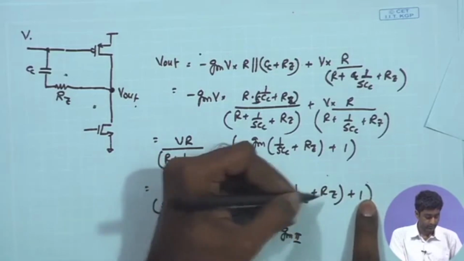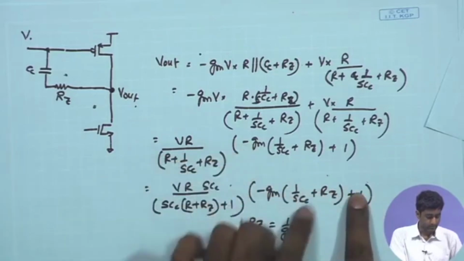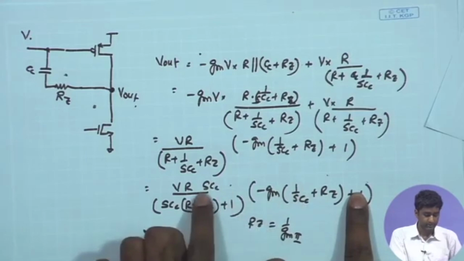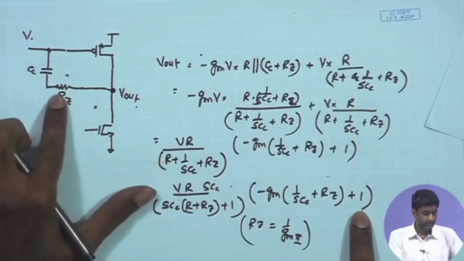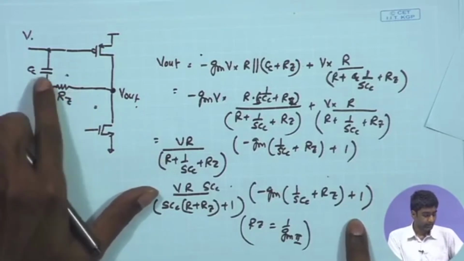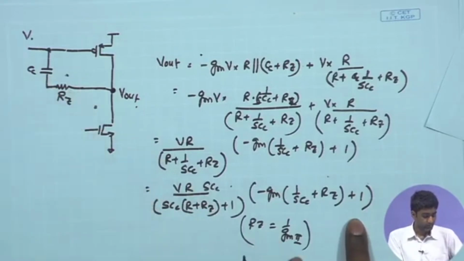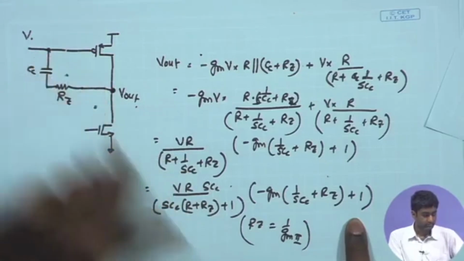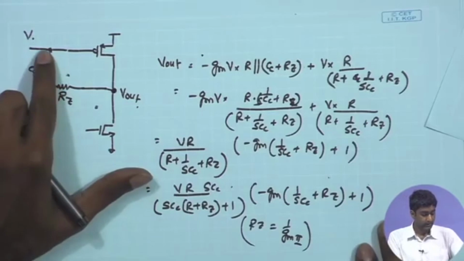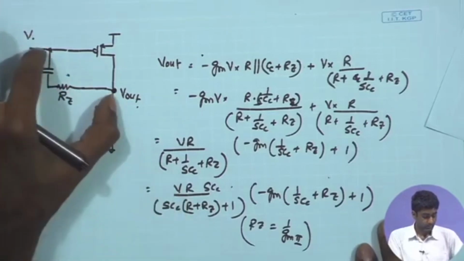In that case the only term that will be left in the numerator is 1 upon SCc, which is getting cancelled once again over here. So, this is another way: by inserting this nulling resistor Rz and setting its value equal to 1 upon Gm2, I can effectively eliminate the effect of the zero coming because of this path, and hence have a much more stable response.